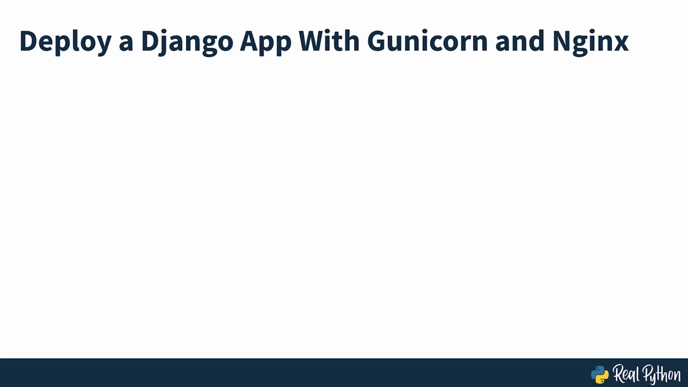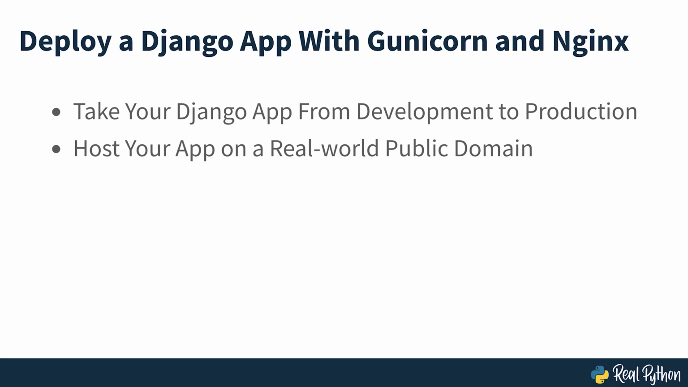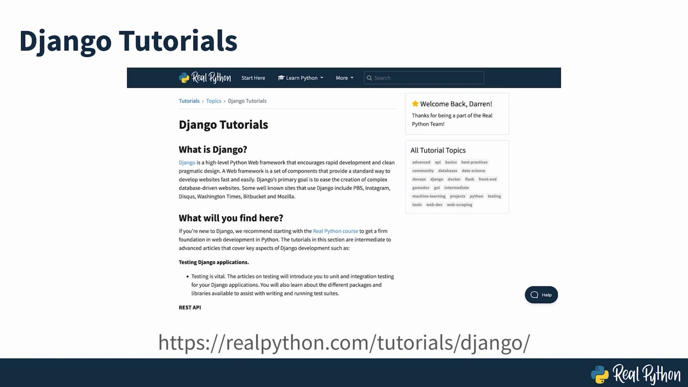In this course, you'll learn how you can take your Django app from development to production, how you can host your app on a real-world public domain, and how to introduce Gunicorn and Nginx into the request and response chain. To make the most out of this course, you should have an introductory level understanding of Python and Django. If you need help in either area, Real Python has got you covered, with this learning path covering an introduction to Python and these tutorials covering Django.